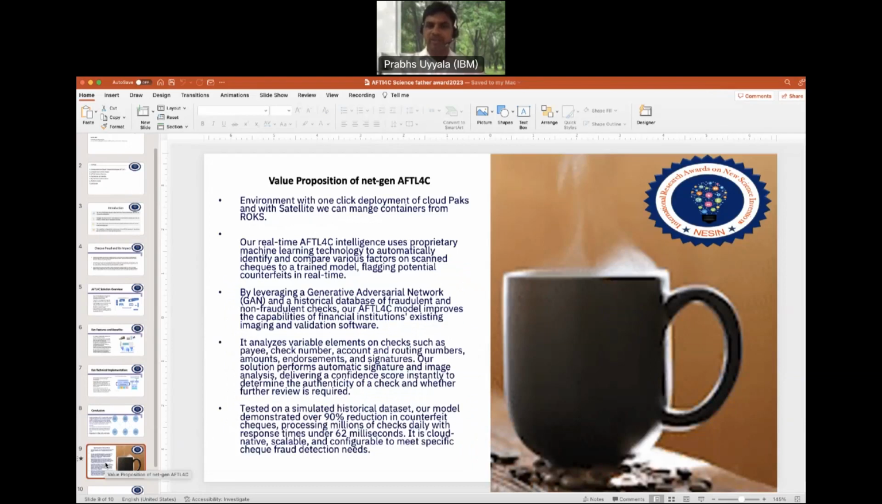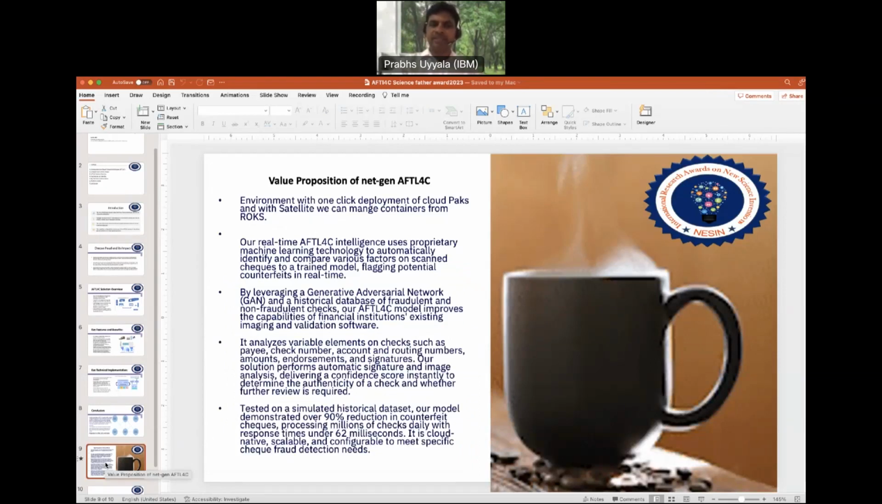What is the value proposition with one-click deployment? It is a cloud native application. You can do a one-click deployment, and we provide it as a SaaS service. You can also deploy this on an on-prem OpenShift cluster in order to get the best results in accuracy and performance. OpenShift is suggested.